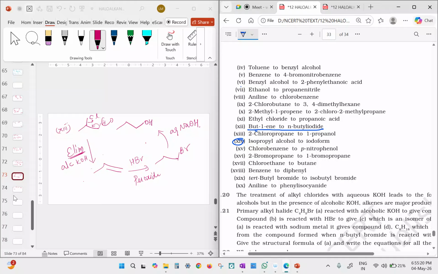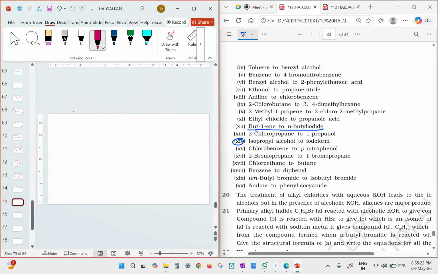Okay, this was 13th, so we have to do the 14th one. 14th is isopropyl alcohol. What is iso? Remember, if you have CH3, CH2, CH2OH, then it is N-propyl, no branching. If you take out the last carbon and put it on the last but one, that becomes iso. That means it is a 3-carbon structure, but with the last carbon attached on the last but one. This is your iso. Fill it up with the hydrogen: CH3, CH, CH3. So this is my isopropyl alcohol.